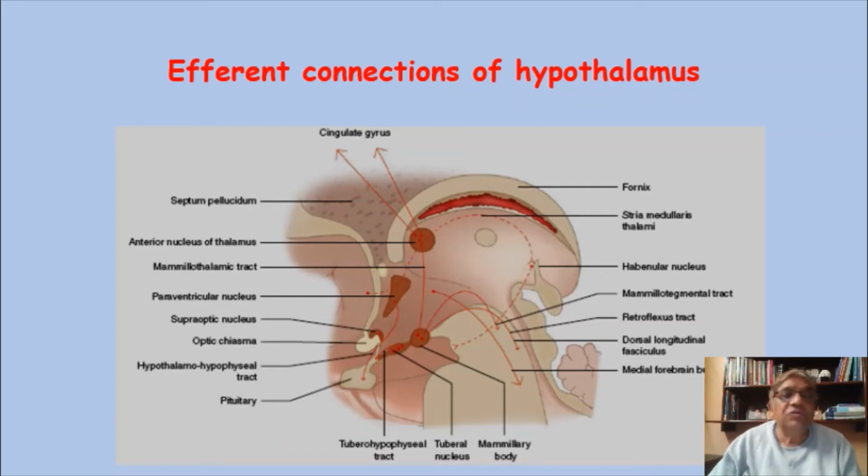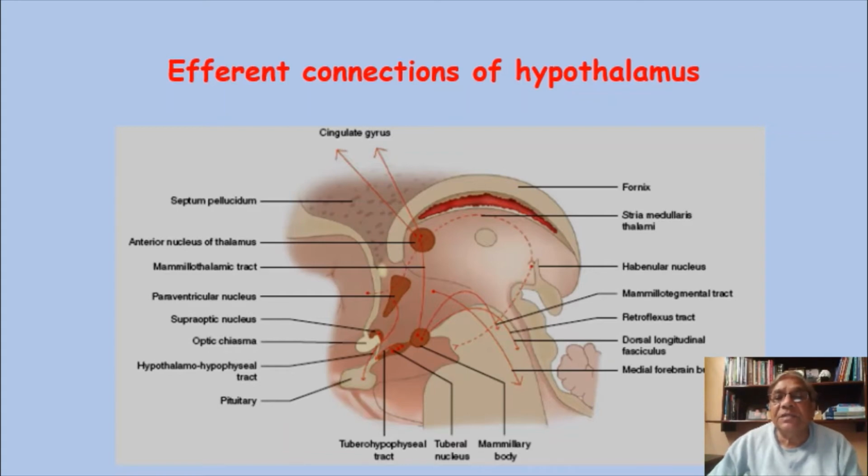Okay, let us come to the fourth efferent connection, which is efferent to the autonomic motor neurons. Now these efferents from autonomic motor neurons will go to the brainstem where the parasympathetic autonomic nuclei are located, and then to the spinal cord where the sympathetic and parasympathetic centers are located. We will see that just now. And these fibers will go through the medial forebrain bundle.